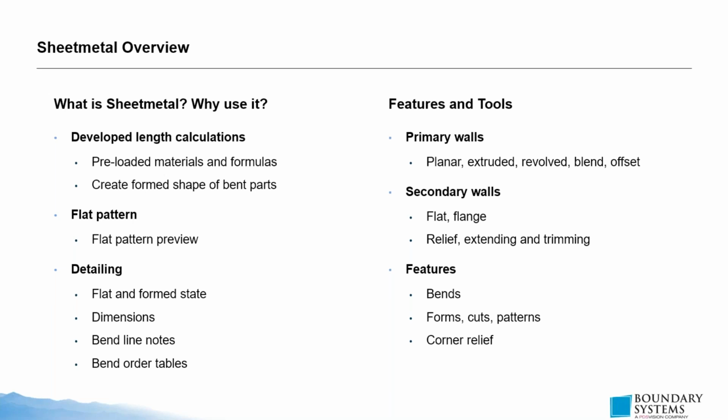The other way you can go about this is you can actually convert a solid part into sheet metal. You will have to designate a primary wall, and that primary wall does need to have a constant thickness, but you are able to convert existing non-sheet metal parts into sheet metal.